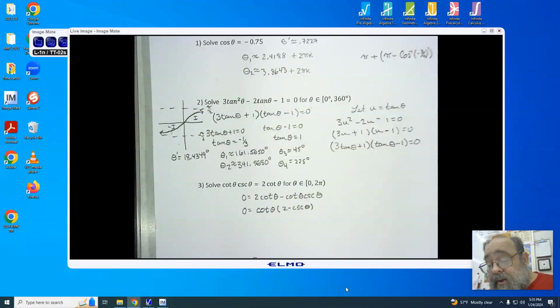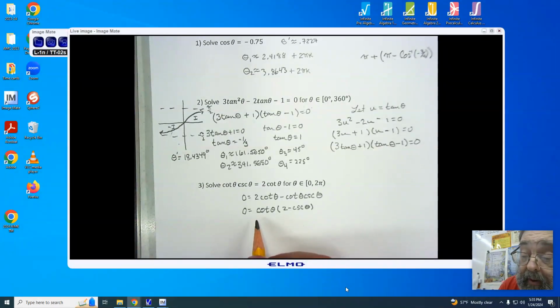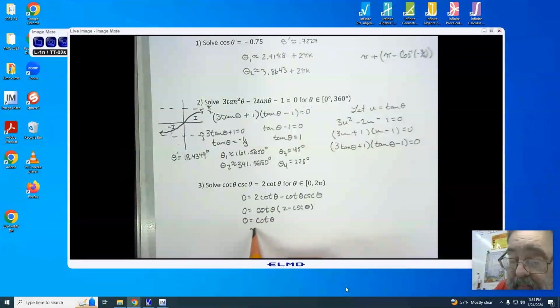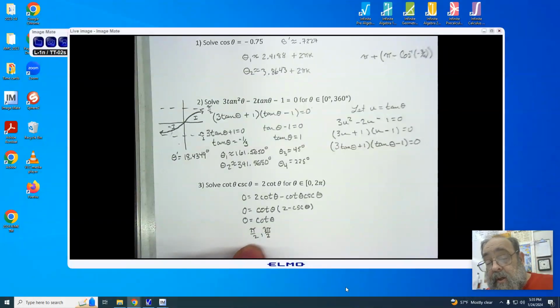Now I know the cotangent is going to be equal to 0 at pi over 2 and 3 pi over 2, and they are 180 degrees apart. So we first find when is cotangent of theta equal to 0, and once again this is pi over 2, and we have 3 pi over 2. If we were in degree mode, I would be saying 90 degrees and 270 degrees.